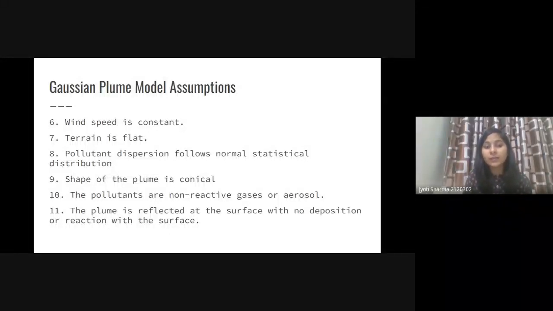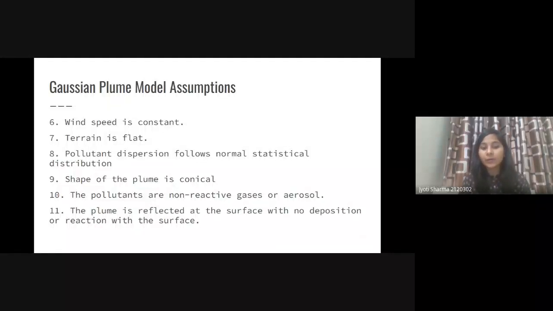Then we are also assuming that pollutant dispersion follows a normal statistical distribution, as we have already talked about. Then the shape of this plume is conical. We know that we have different types of plumes. It can be fanning, it can be coning, it can be like the fumigating plume. It can go up and down. It can have the snake shape. But right now we are just assuming that the shape of the plume is conical, so that there will be a simplified equation.